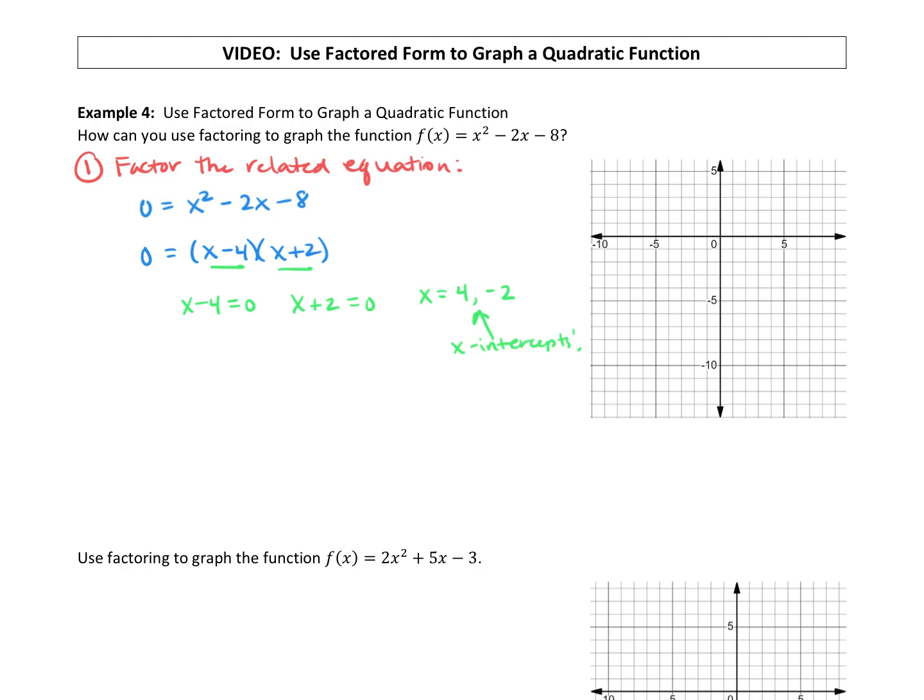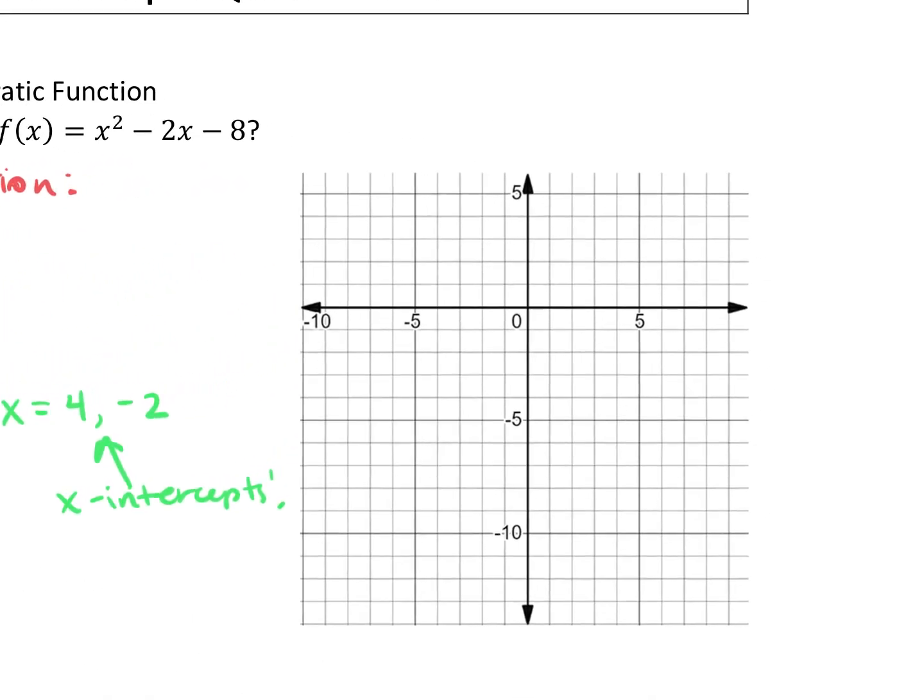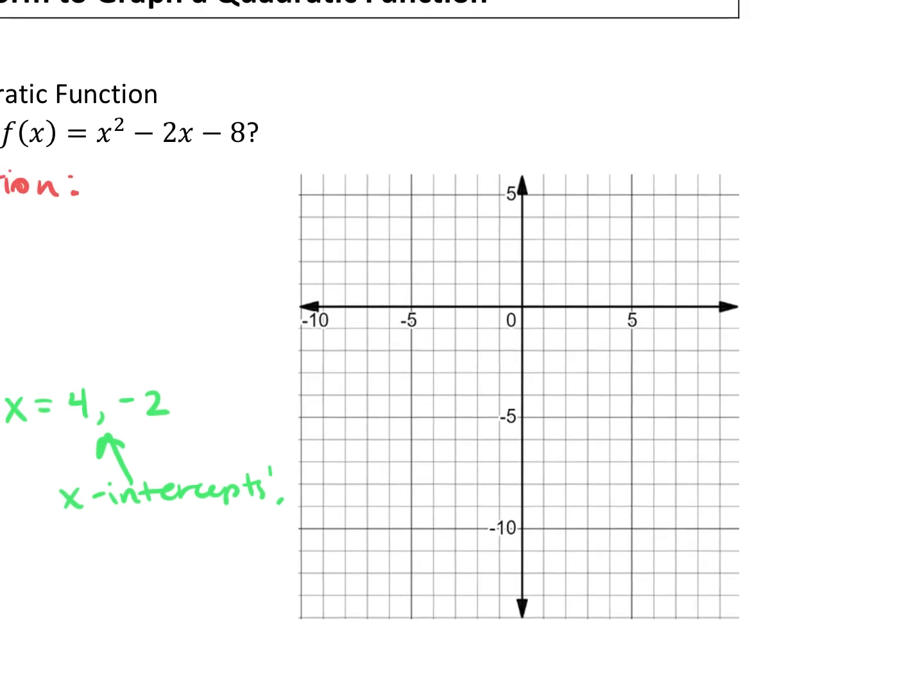So next we're going to plot those x-intercepts. We know that x is a positive 4, so we'll plot the point at positive 4. And x is also a negative 2, so we plot the point at negative 2.